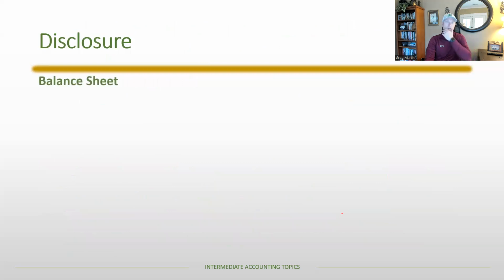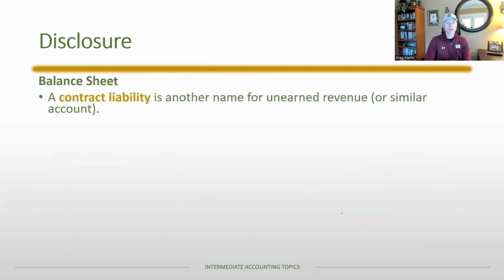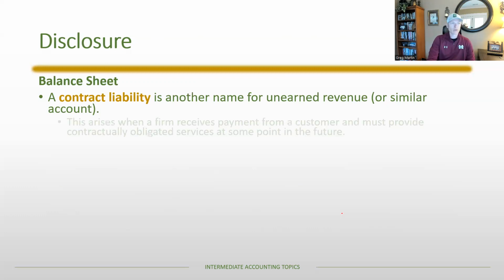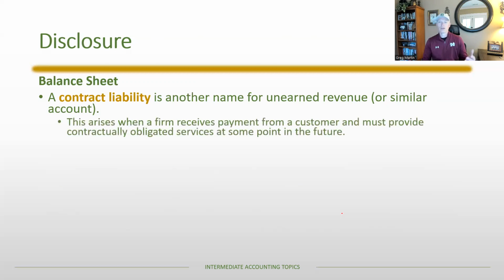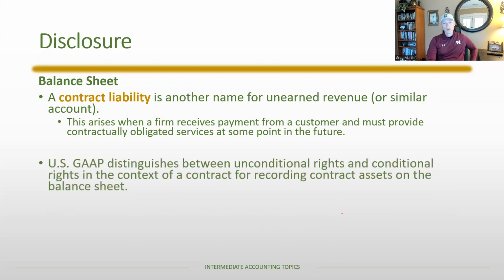All right, disclosure. With RevRec, what do we disclose on the balance sheet? So first of all, obviously, we do disclose unearned revenue, which in this chapter they call a contract liability. It's similar to unearned revenue. So if there are things you're on the hook for where you've been paid, that is a contract liability. Again, if you have a payment, but you have some service in the future, you can have what's called a contract liability. Now, on the other side, this is the asset side.